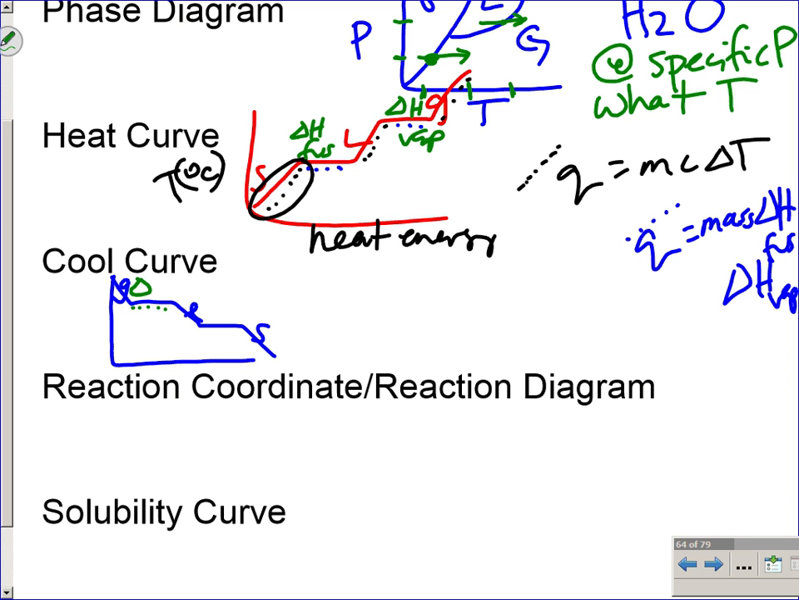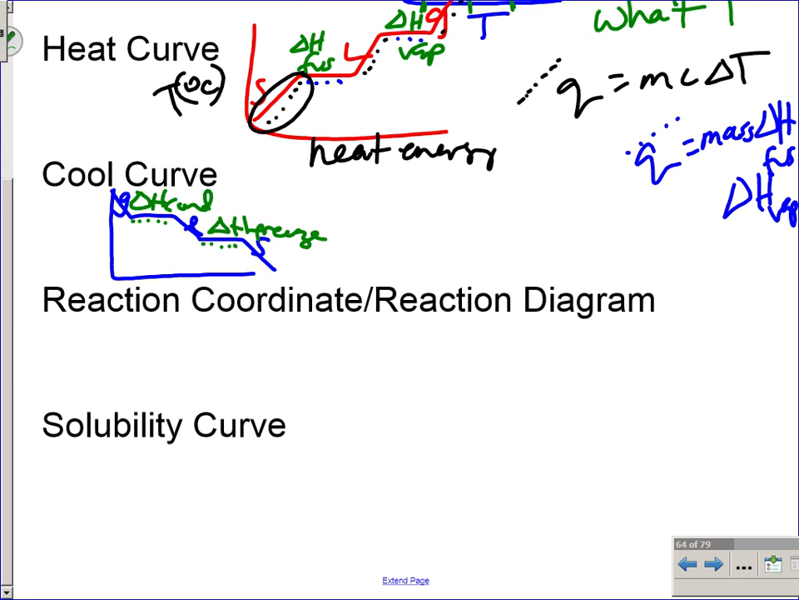So this is ΔH condensation, right? So it's the opposite of vaporization. Same number, different sign. We're releasing energy versus taking in energy. And then Brandon, last one over here. ΔH freezing, which is the opposite of melting, aka fusion, right? So there's the same numbers but different signs, releasing versus absorbing energy. Wonderful. Okay, so same story.